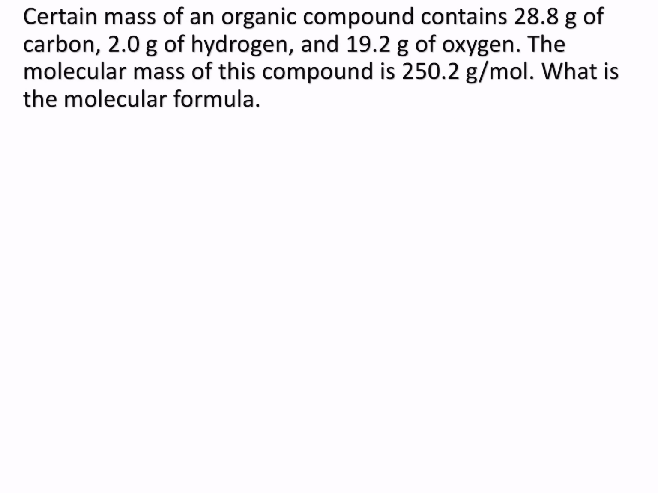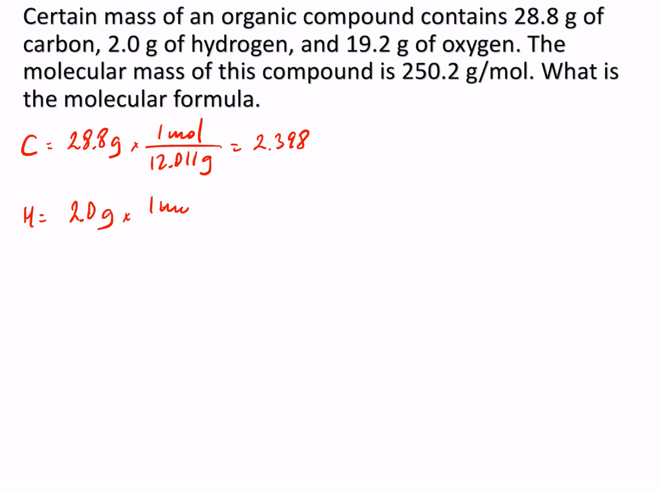We have another example here. This one is a little more complex because now it's not just 2 elements present. Now we have 3 elements: carbon, hydrogen, and oxygen. You have to do exactly the same thing for every single element in that compound. So we start with carbon: 28.8 grams of carbon times 1 mole per 12.011 grams, and this is 2.398 moles. Hydrogen is 2 grams, 1 mole divided by 1.008, and this is 1.984.